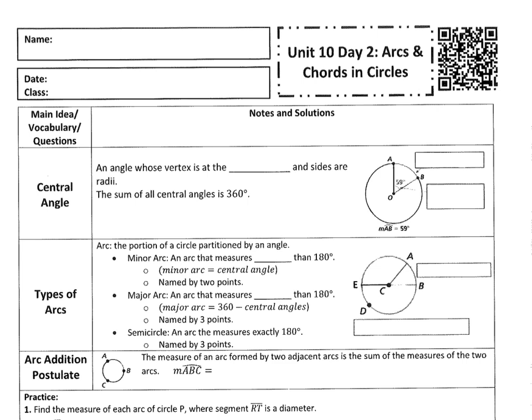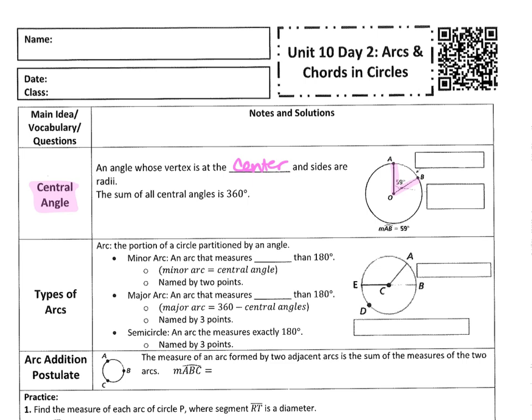So let's review for a second what a central angle is. Remember that a central angle, we highlighted this pink last time, is an angle whose vertex is at the center and the sides are radii. So when I'm looking at this circle right here, angle AOB is the central angle. The sum of all of the central angles in a circle is 360 degrees. Any circle has 360 degrees all the way around it.